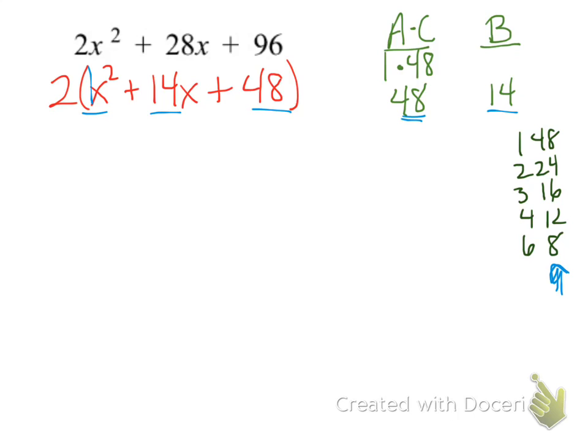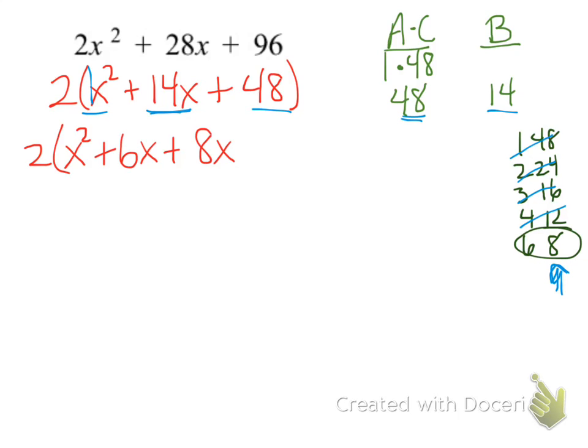And so then we're going to look at which factor pairs add up to give me 14. And we can see that that's going to be 6 times 8 and 6 plus 8. So now we're going to rewrite this 14x as 6x plus 8x, and then keeping the rest of it. So we haven't changed our quadratic. 14x is the same as 6x plus 8x. So now we still have that 2 out in front, so don't forget that because that is a factor.